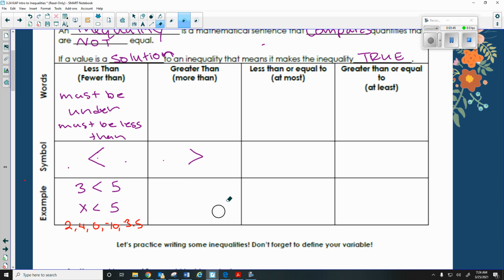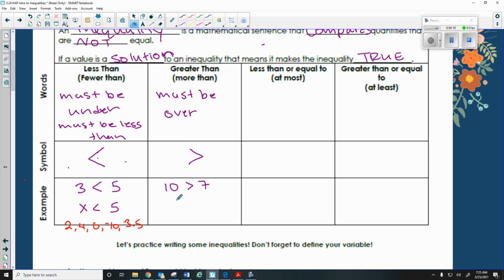We always read inequalities left to right. So you'd say this number is bigger, this number is greater than. Greater than, more than, must be over. There's tons of examples, but that's just a few to use. An inequality example: 10 is greater than 7. That's a true statement. 10 is bigger than 7.